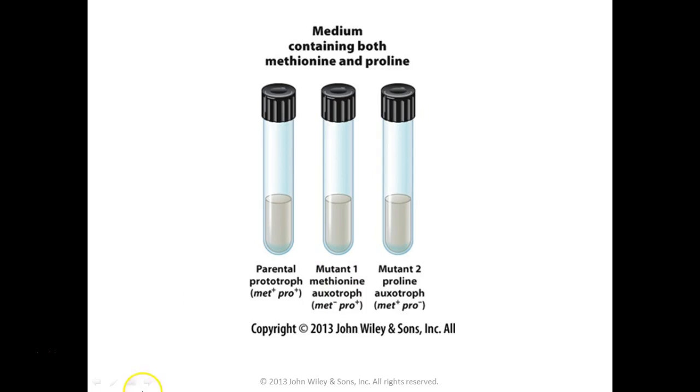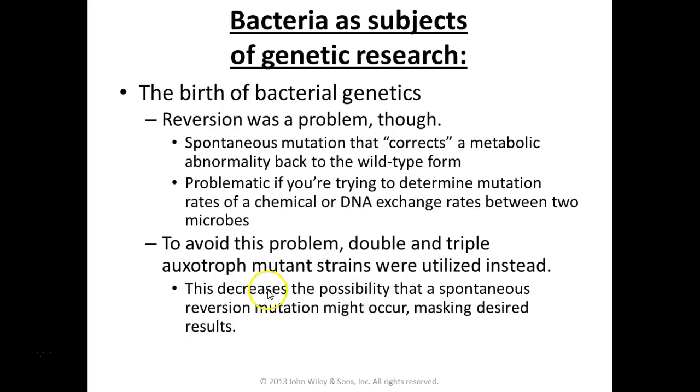This guy, mutant number 2, right? He can make methionine. He's like, yeah, no problem there. But he can't make proline. Essential amino acid. He can't make it. We didn't give it to him. What's going to happen to him? He's going to die. The problem is, if we kill him off, how do we study him? Right? It's an interesting conundrum.